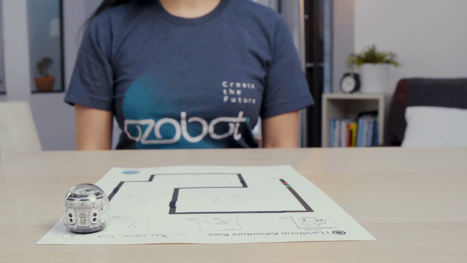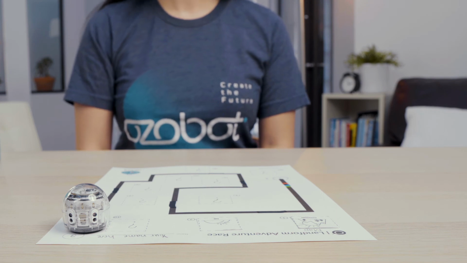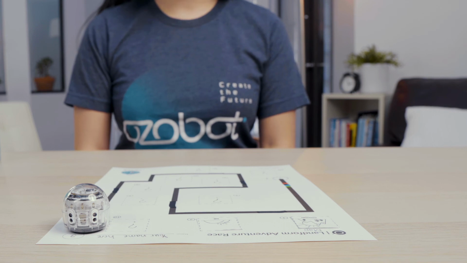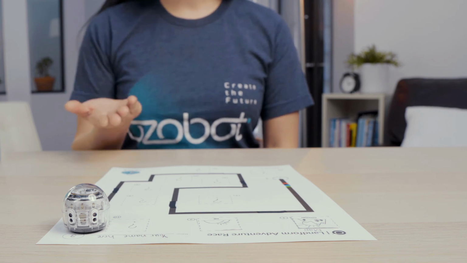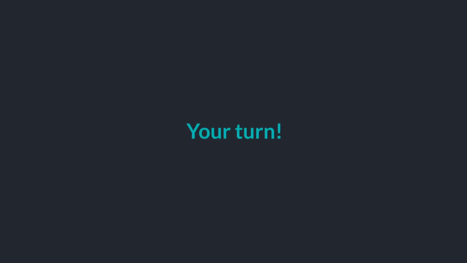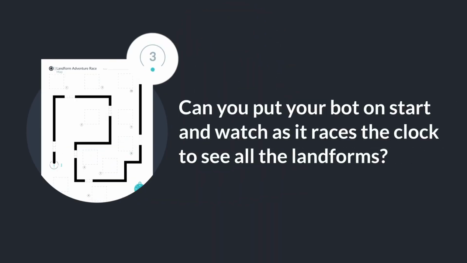My bot completed the adventure in less than 30 seconds because it did not turn off during the race. If your bot turns off during the race, that means it ran out of time. Your turn to see how your bot does in the race. Can you put your bot on start and watch as it races the clock to see all of the landforms?